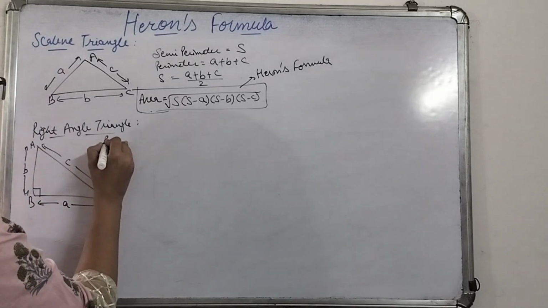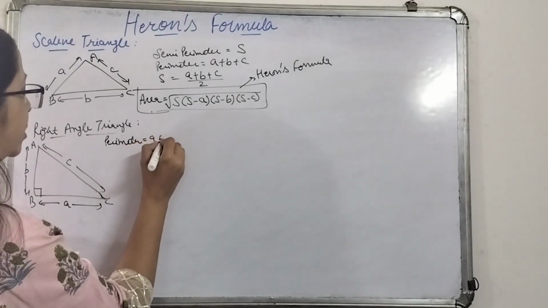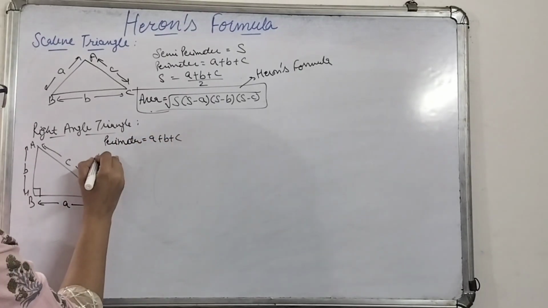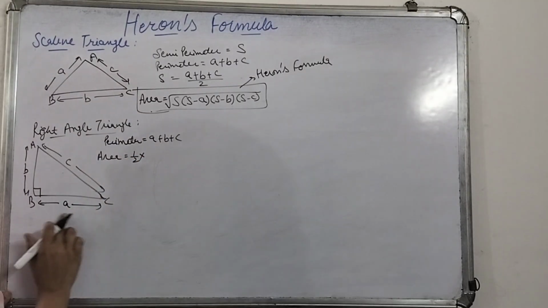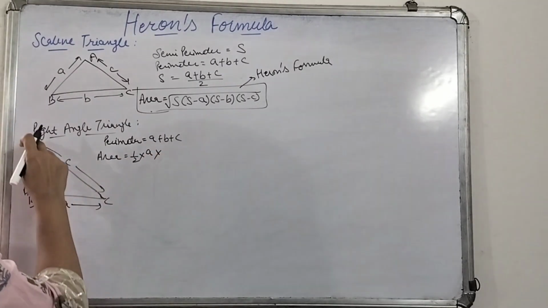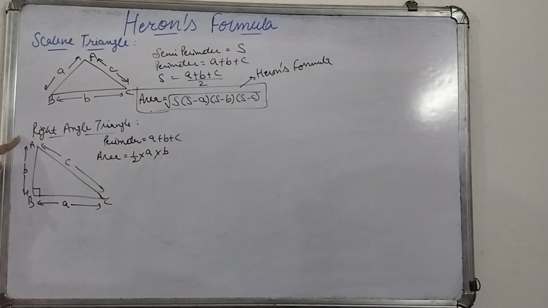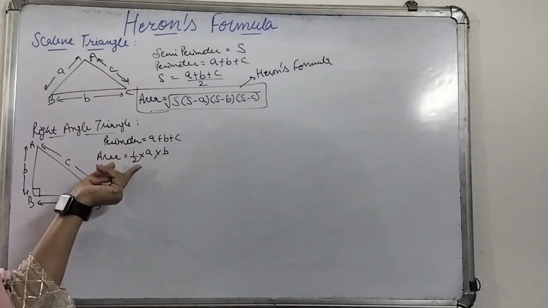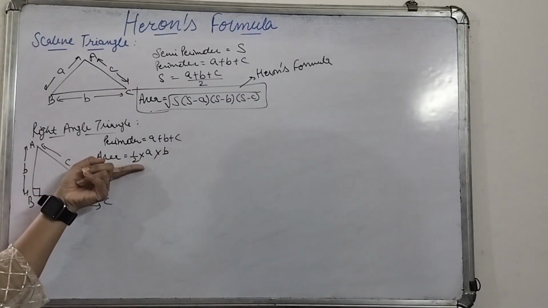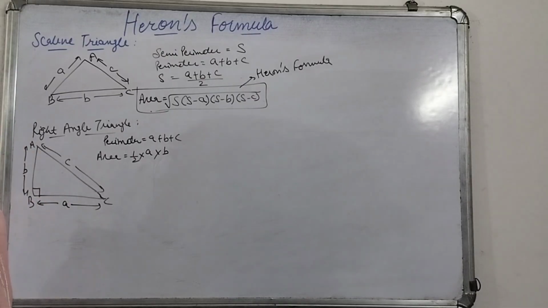So perimeter will be given by the sum of all the three sides, and area will be given by 1 upon 2 into, if we are considering BC as the base, in that case your AB will be the height. And if we consider AB as the base, in that case your BC will be the height. So in any case, area of a right angle triangle will be 1 upon 2 into A into B, if this is your A and this is your B. This is how we can find the area of a right angle triangle.